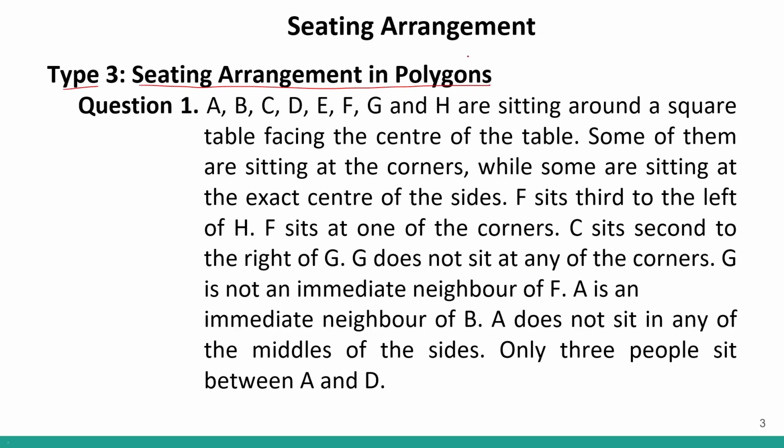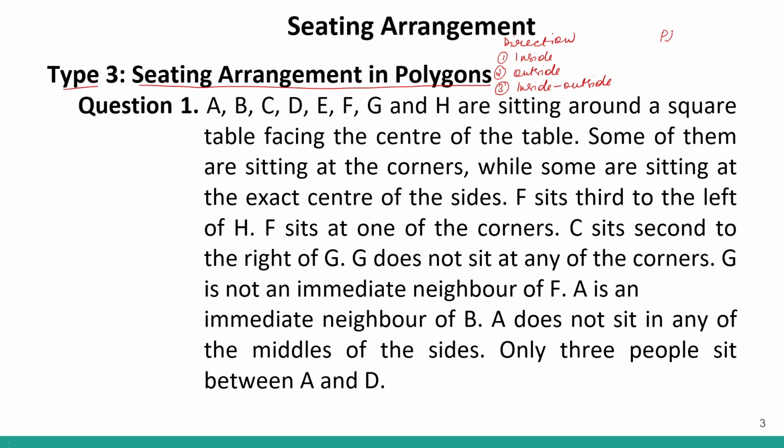So polygons, basically the most common ones are squares and rectangles. Now you can get multiple questions based on these arrangements. The first type is based on direction. Okay, so based on direction you can get three types of question. First is that everybody is facing inside, that means everybody is facing towards the center. The second type is that everybody is facing outside, everybody is facing away from the center. And third is that some people are facing inside and some people are facing outside. This is based on direction.